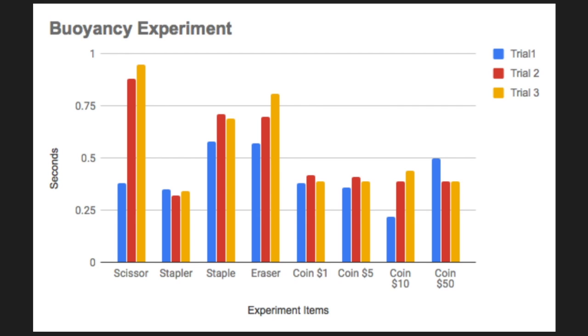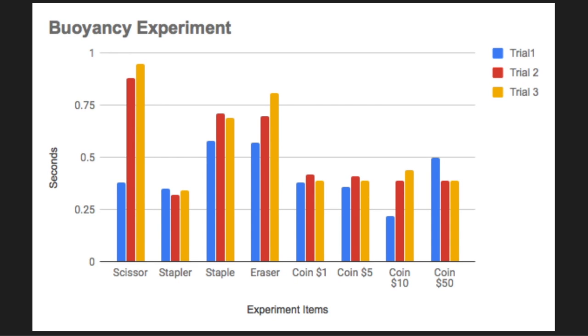Now, for the graph. I don't know if you guys noticed it, I didn't include the ruler in the graph because compared to the other objects, the ruler sank too slowly. If I included it, the graph would look unequal and weird. Also, the data for the other objects would not be as clear as it is now.